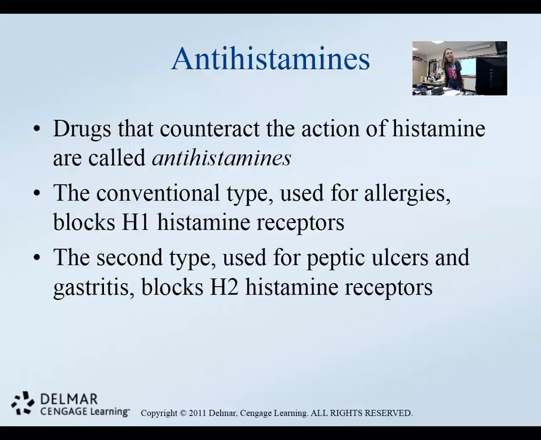Okay. Antihistamines, drugs that counteract the action of histamine, are called antihistamines. So specifically this kind is for allergies, like nasal congestion, sneezing, all that kind of stuff. These are H1 histamine receptors. Now I talked about H2, which we'll go into detail. Those are the kind that are in the stomach, to prevent too much acid. Okay, but H1, these are your normal allergy medicine. Antihistamine is what you'll see it written as. Second type used for peptic ulcers, like I said.